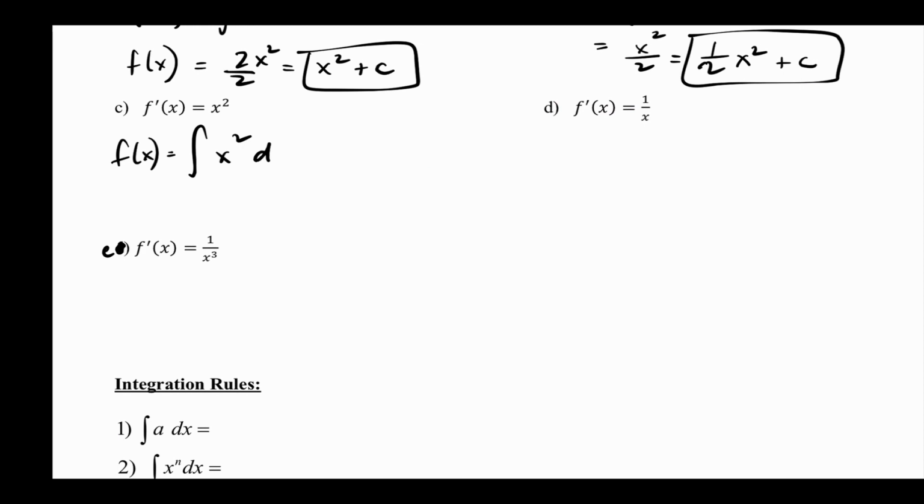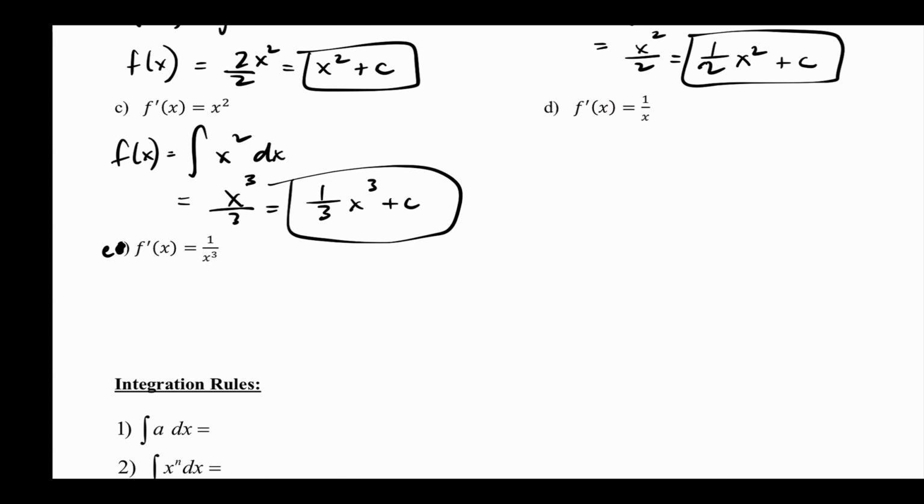x squared. So you add 1 to the power, divide by the new power. So 1/3 x cubed plus c. How do we do d without using a quotient rule?